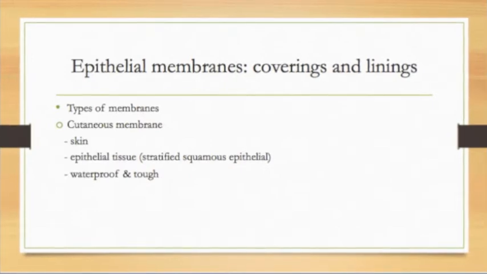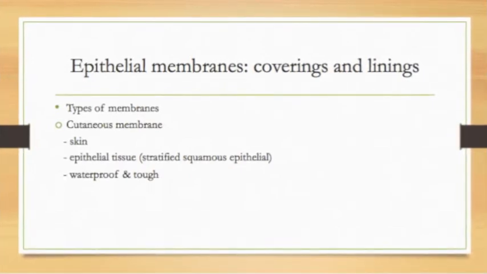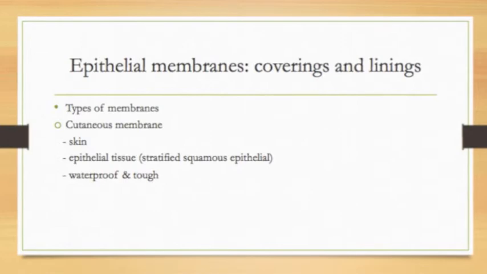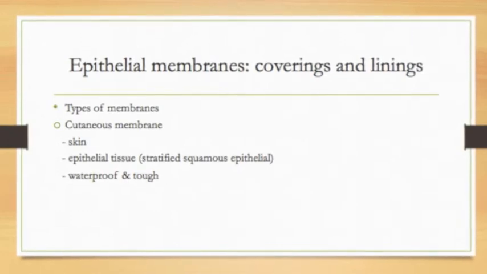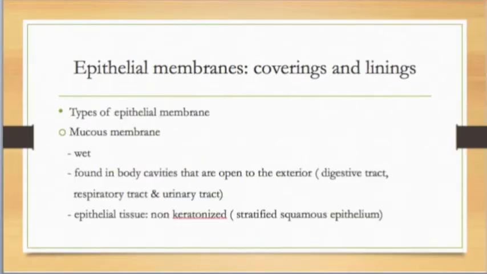Types of membrane, there's cutaneous membrane, which is skin, epithelial tissue, and it's waterproof and tough. Then there's mucous membrane, which is wet, found in body cavities that are open to the exterior, such as the digestive tract, respiratory tract, and urinary tract. Epithelial tissue, not keratinized, is stratified squamous epithelium.